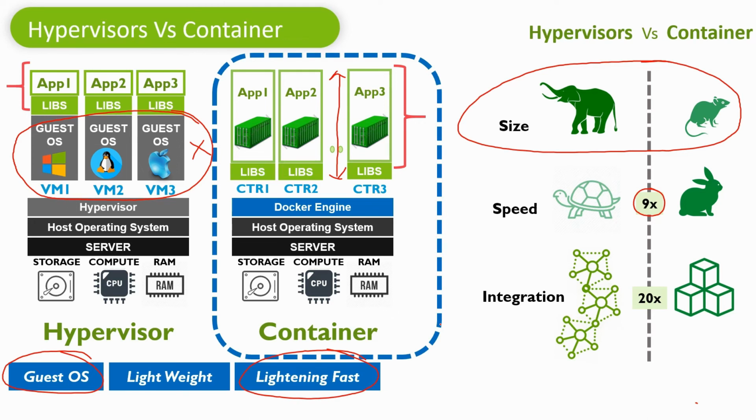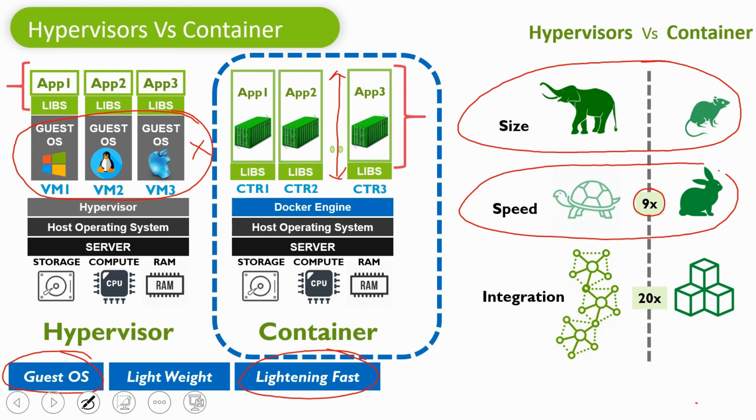You can see the example of the tortoise and the rabbit, where the hypervisor represents the slow tortoise and the container represents the fast rabbit. Well, I am trying to give you real life examples so that you can understand the concept in a better way, and then you can actually remember them for a longer time.